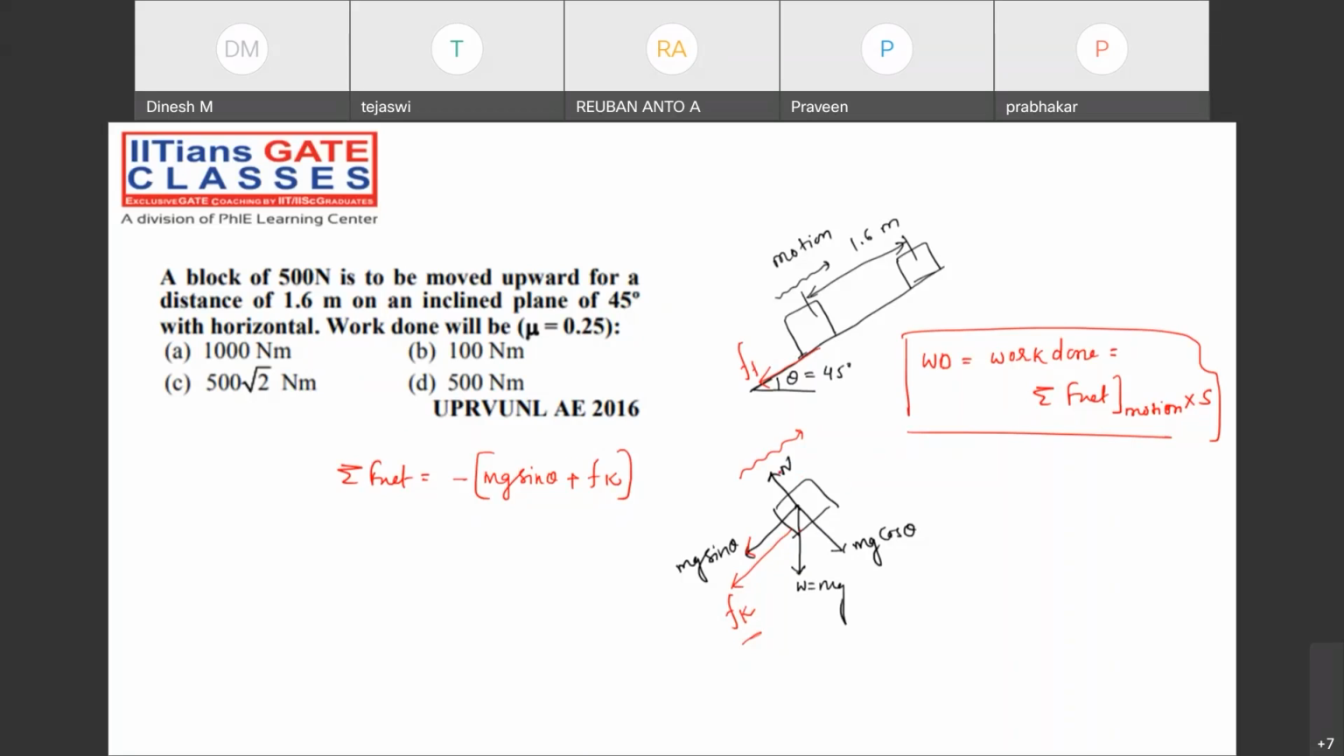Now, summation of forces along the y direction is 0 because there is no acceleration. In this y direction, acceleration is 0. Then what will be the normal reaction force? Mg cos theta. That you got. Then friction force will be what? Mu k into N. Put it over there and tell me the answer.